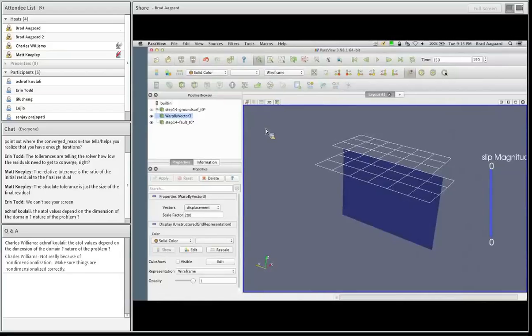Any other questions? Charles, have we answered all of those that have appeared? I think so. Okay, then any questions on these quasi-static problems before we look at a couple dynamic problems? Actually watch some seismic waves move through our domain.